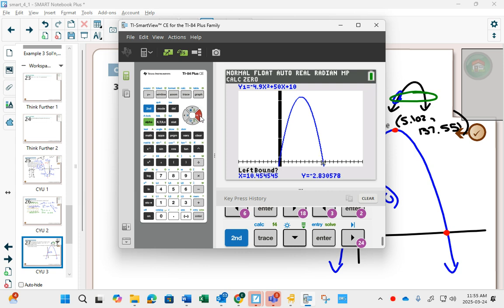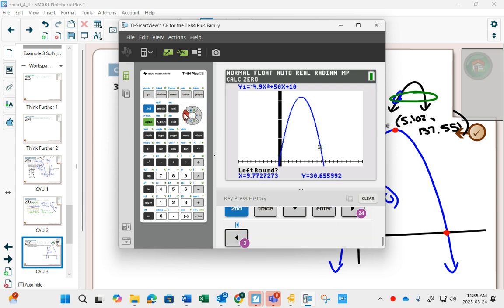So if I want to get close to this one, to the left side of it would be over here. I push enter. Is that line to the left of my x-intercept? It is. Then I go to the right side of it. My cursor's gone, but I push enter. Is it in between those two lines? Push enter again, and I get 10.4.